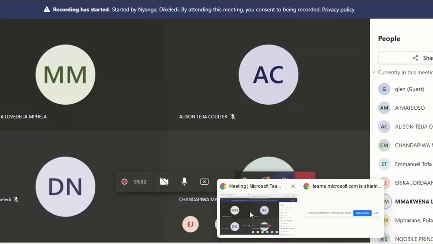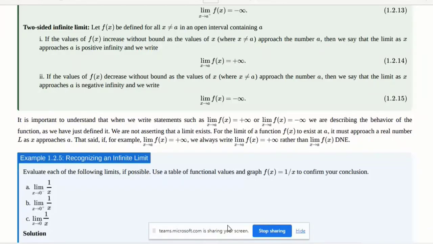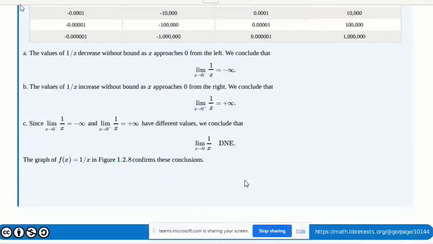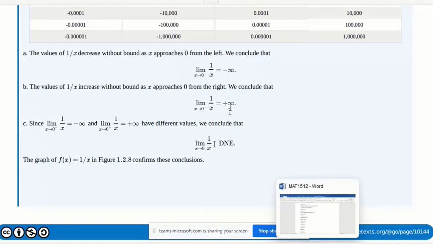I was saying the limit does not exist. Thank you, we heard you. So this limit, okay, now number A. It's infinity from the left, B infinity from the right. Therefore, this limit doesn't exist. We all agree. We agreed a long time ago about that.